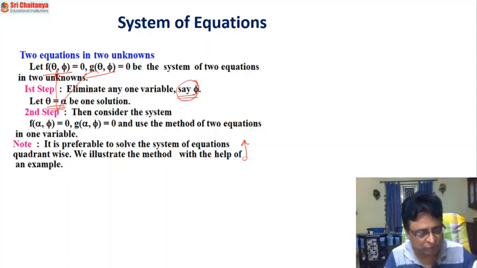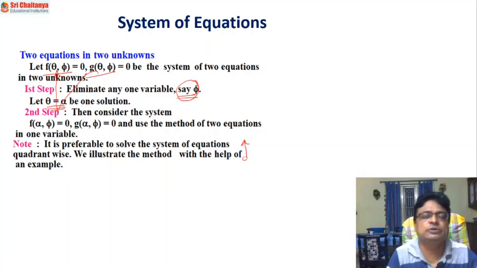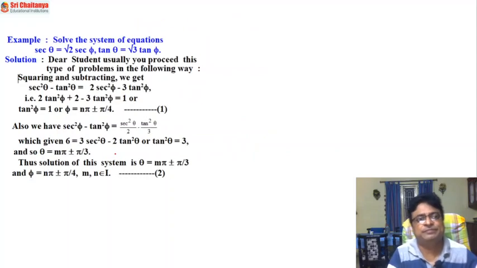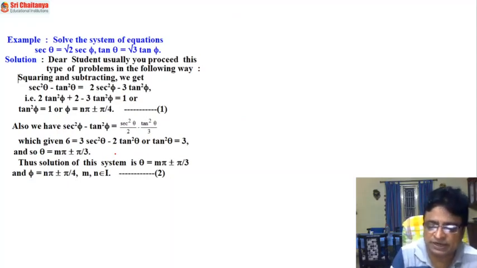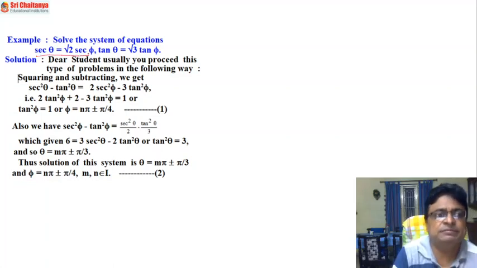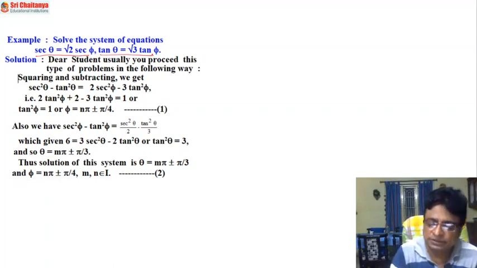For this, I would like to give a better solution with a suitable and beautiful example. Let us see this example. Solve this system of equations. What is that? One is secant theta is equal to root 2 secant phi. Another one is tan theta is equal to root 3 tan phi. So what are the unknowns? Theta and phi.